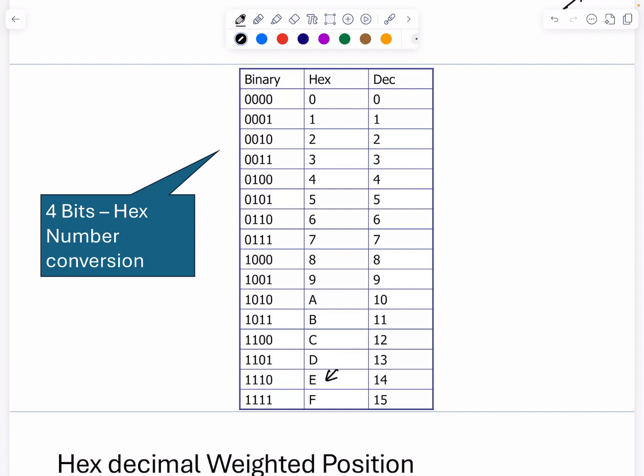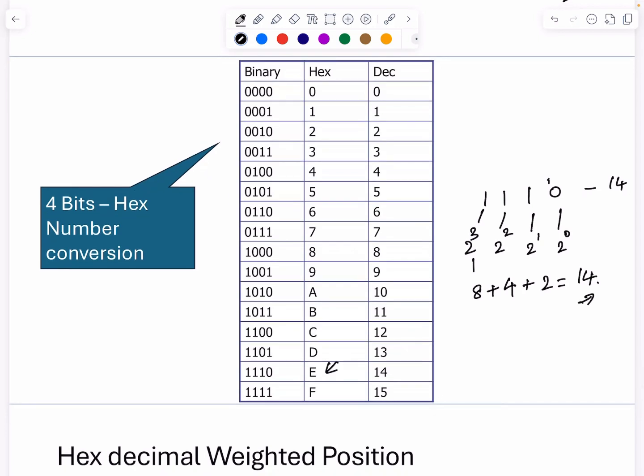But in the case of hex, I represent 10 as A, 11 as B, 12 as C, 13 as D, 14 as E, 15 as F. In 15, all the bits are set. When there is a 1, we call the bit is set. Okay? So let's dissect this E, right? Let's see E.